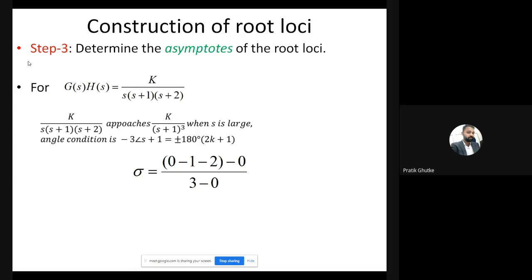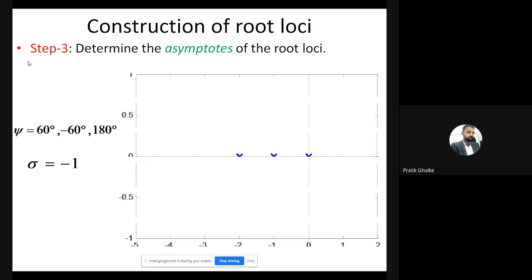The summation of real parts of poles is 0 minus 1 minus 2, divided by 3. This is your centroid. The centroid comes to minus 3 by 3, which is minus 1. So minus 1 is your centroid for this case. And from this centroid, your angles of asymptote will arise in the root locus.